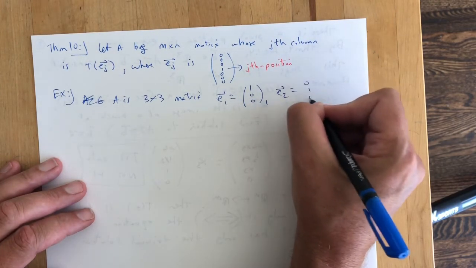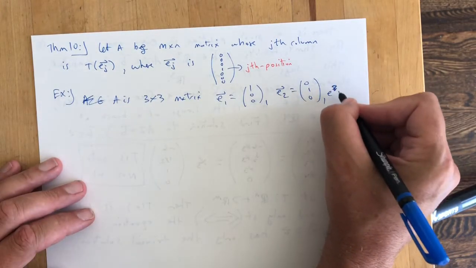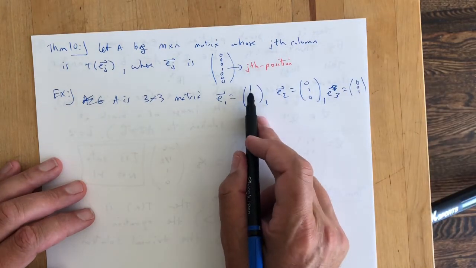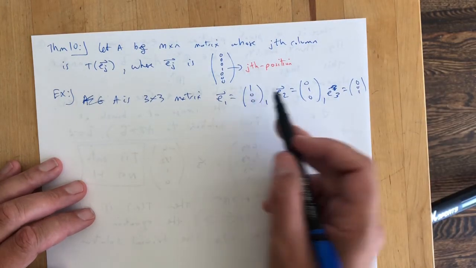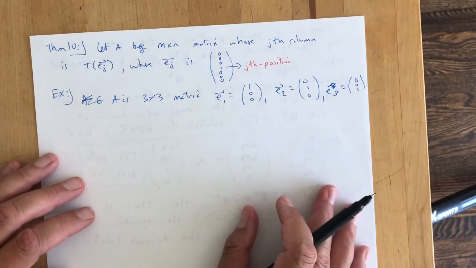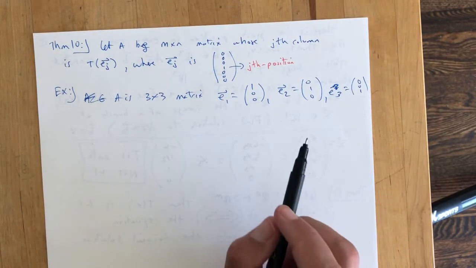E2 is the vector 0, 1, 0. And E3 is the vector 0, 0, 1, right? So the jth position here is 1, the first position. The jth position here is 2, so like that. So this is leading up to bases, which is another big deal in this course.